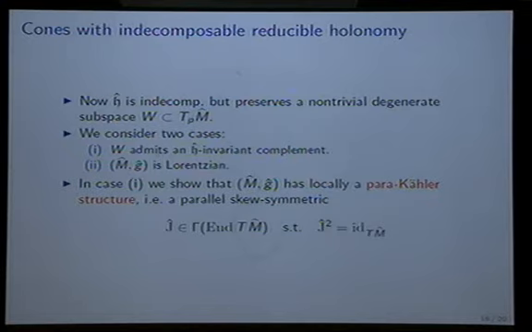Okay, so we have such a J hat, and this condition implies that the metric of the cone has neutral signature (n,n), and the dimension of the base manifold is odd. The cone is even dimensional, but the base is odd dimensional.